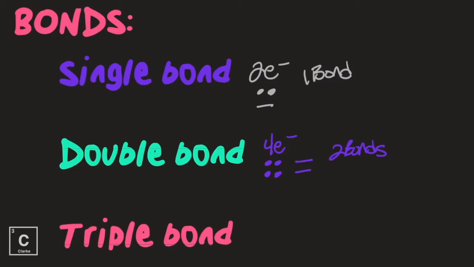And so a triple bond, you probably already see the pattern, don't you? It's going to be 6 electrons because you're going to have 3 bonds. Each bond is worth a pair of electrons. So our 3 bonds is worth 6 electrons. All right, now let's do some examples.